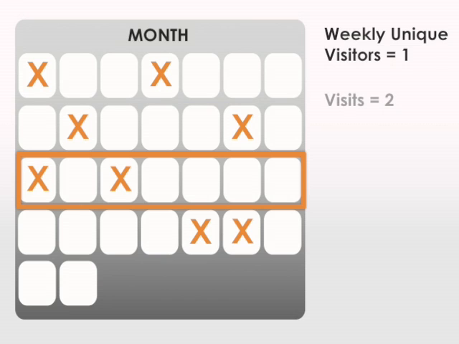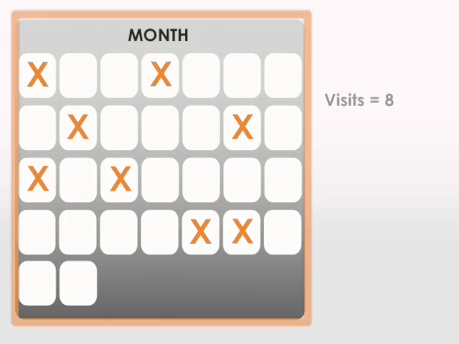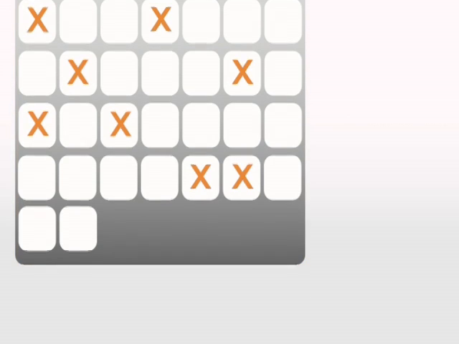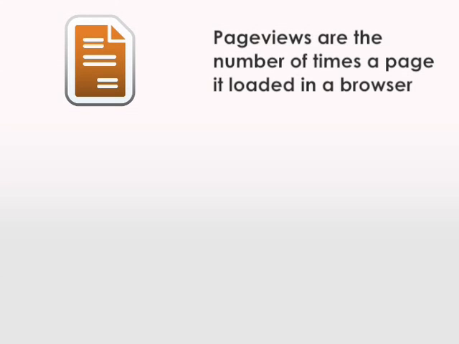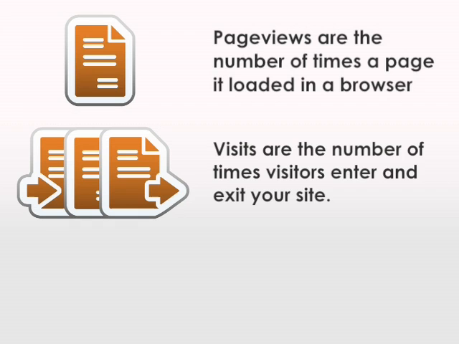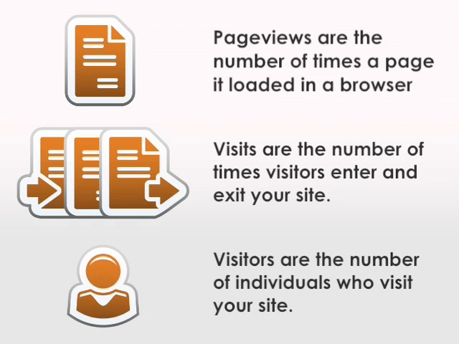But if you ran a visits report for that week, you would see 2 visits. If you ran a visits report for the month, I would be counted for 8 visits. But if you ran a monthly unique visitors report, how many times would I be counted? Once. Because again, despite how many visits to your site I make, there's still just one me. So to recap, page views are the number of times a page is loaded in your browser, visits are the number of times a visitor enters and exits your site, and visitors are the number of individuals who visit your site.